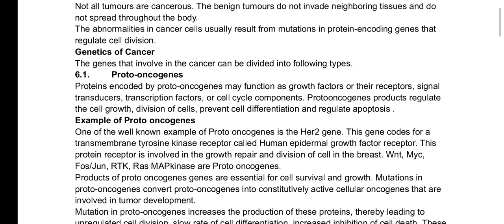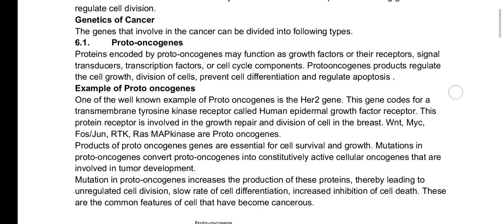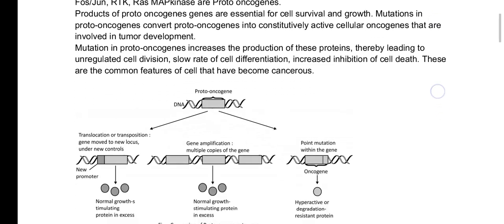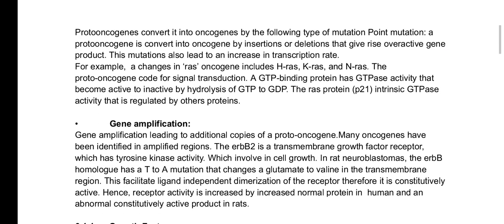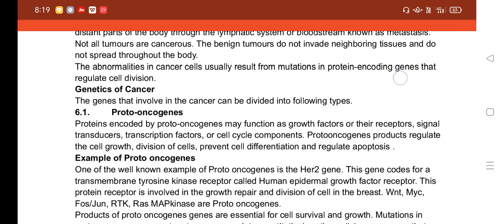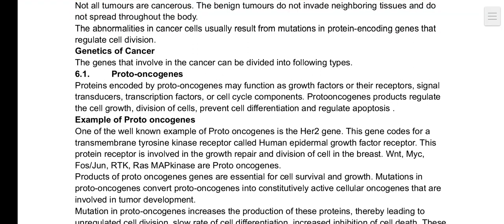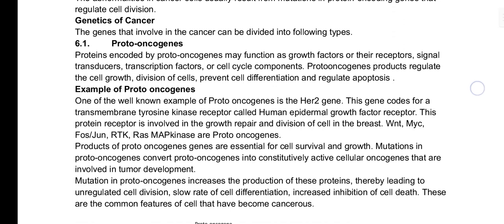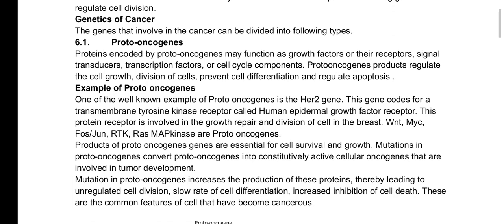Now let's learn about the genetics of cancer. The genes that are involved in cancer can be divided into the following types: proto-oncogenes and tumor suppressor genes. First, proto-oncogenes. Proteins encoded by proto-oncogenes may function as growth factors or their receptors, signal transducers, transcription factors, or cell cycle components. Proto-oncogenes regulate cell growth, division of cells, prevent cell differentiation, and regulate apoptosis.